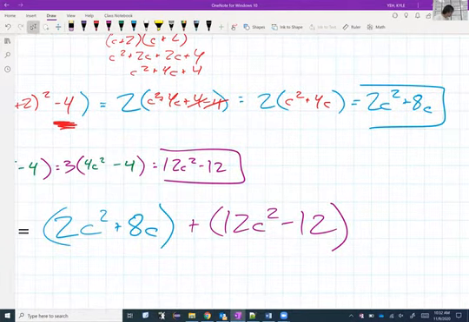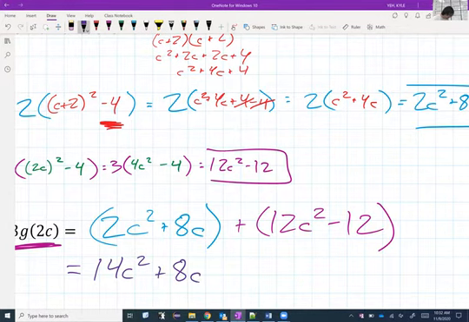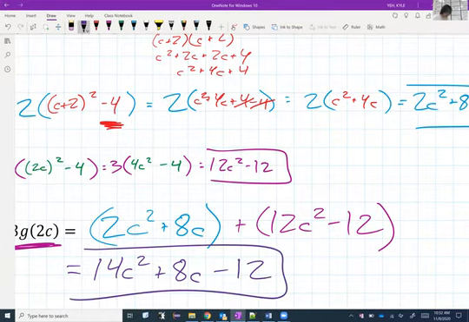Well, now it's just a 6.2 problem of simplifying this addition, these 2 polynomials being added together. Let's combine those like terms. 2c squared plus 12c squared is 14c squared, plus 8c plus a negative 12, so minus 12. And there we have it.